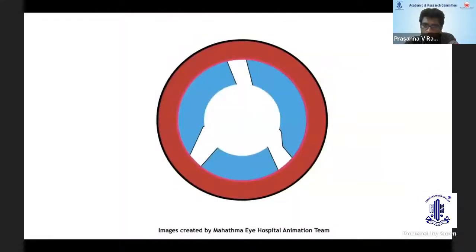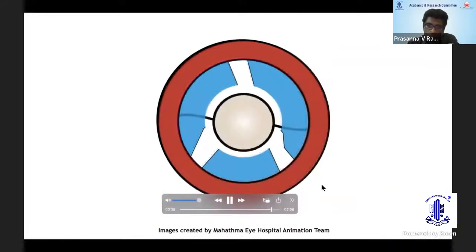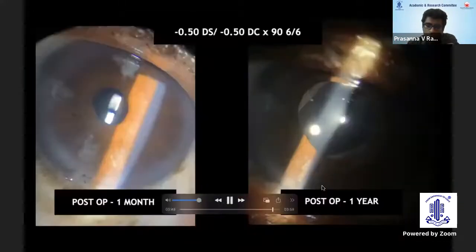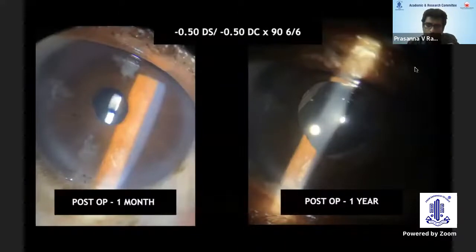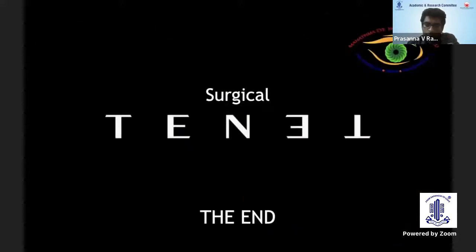This animation module reveals the mental mapping strategy and how the optics were placed away from the equatorial tears. This is the post-op 1 month and 1 year picture, respectively, revealing that the IOL was well centered in the bag with a good overriding circular axis over the optic, with best corrected visual acuity of 6/6 and a happy patient. Thank you.